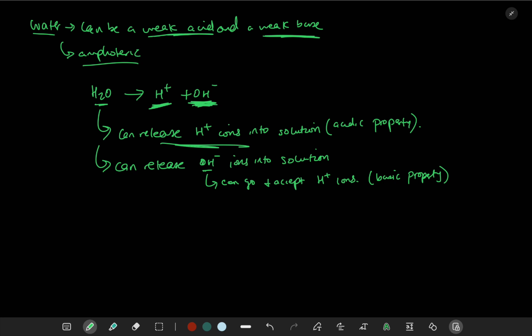Okay, so again, just a quick overview. The ionization of water, or the ionization of any substance, just means how it breaks down into its constituent ions. So in this case, water will break down into the hydrogen ion and the hydroxide ion. In this case, water can release hydrogen ions and act as an acid, or it can release hydroxide ions and act like a base, right? And again, so it can act as either a weak acid or a weak base. All right, so water is very unique in that sense, and molecules or compounds that have that same ability are called amphoteric molecules or compounds.